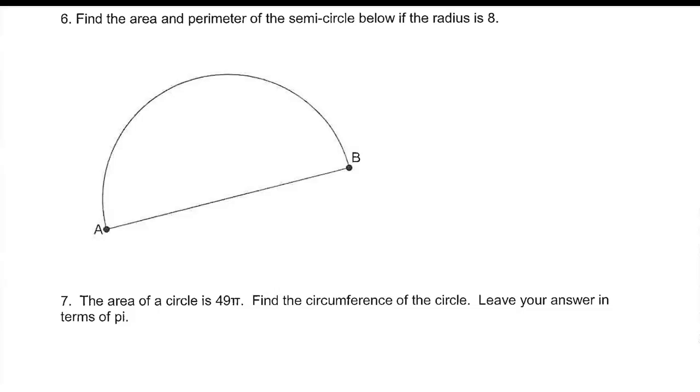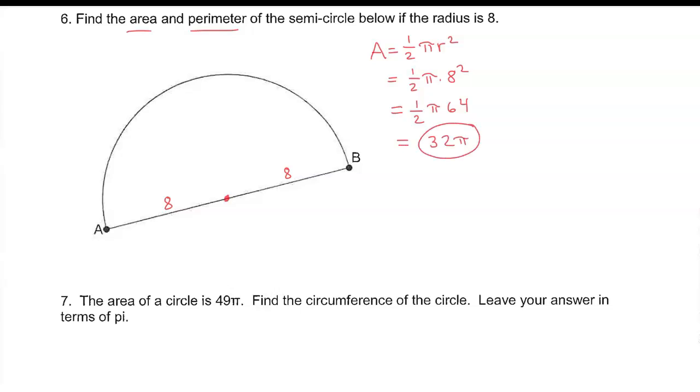Number 6. The radius of this semicircle is 8. It's 8 on this side and 8 on this side. We're to find the area and perimeter. So area of this semicircle will be half the area of a circle. So the area formula, I'm going to take half of it. Half of pi r squared. The radius is 8. 8 squared is 64, and half of 64 is 32. So the area of the semicircle is 32 pi.